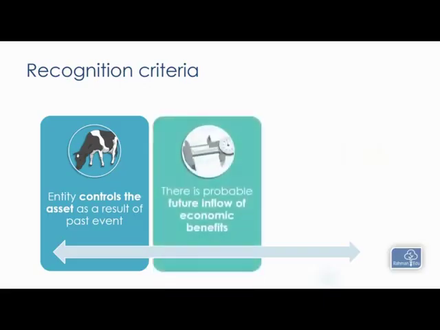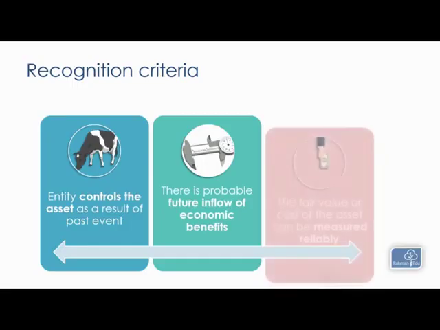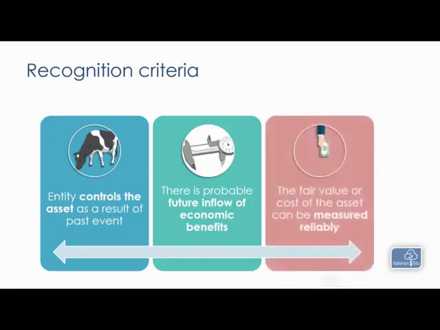Our next condition, there is probable future inflow of economic benefit, means maybe you can sell this cow, you can consume this cow, or you can bear agricultural produce using this cow. And number three, the fair value or cost of the asset is reliably measurable. If you cannot reliably measure a cost or fair value, how can you recognize it?